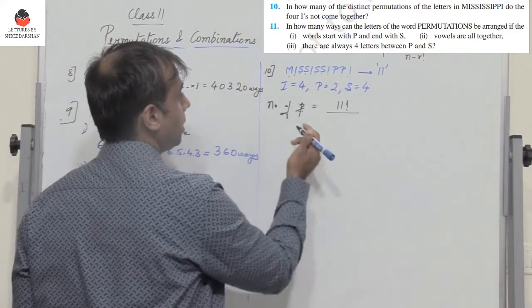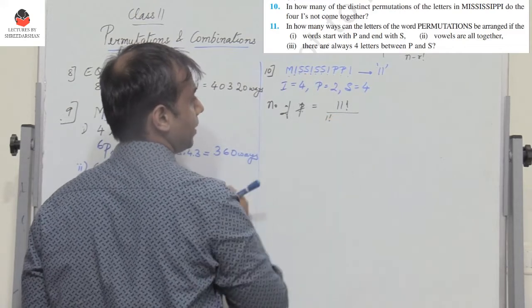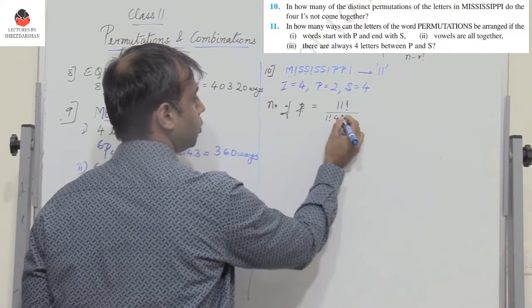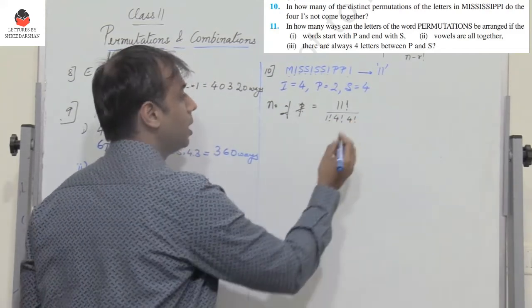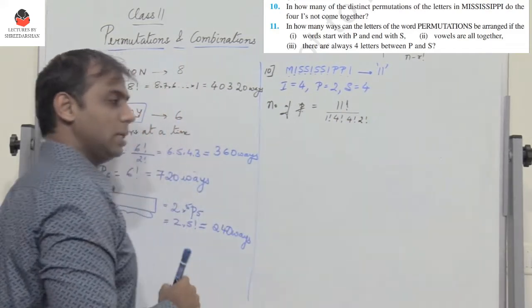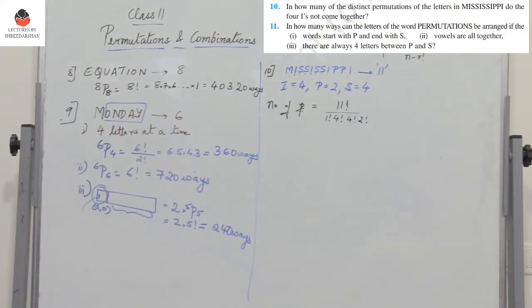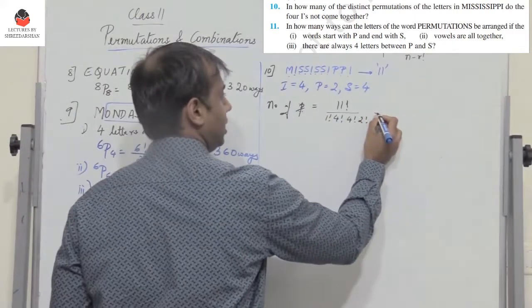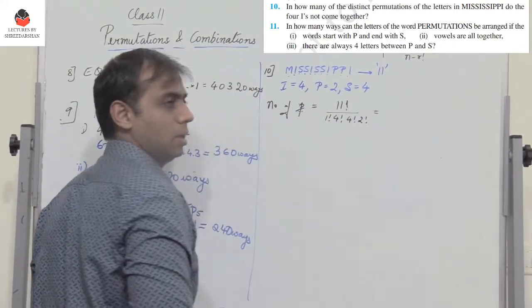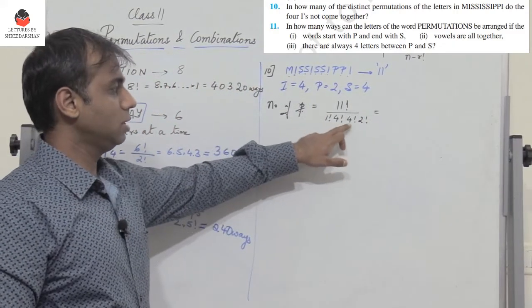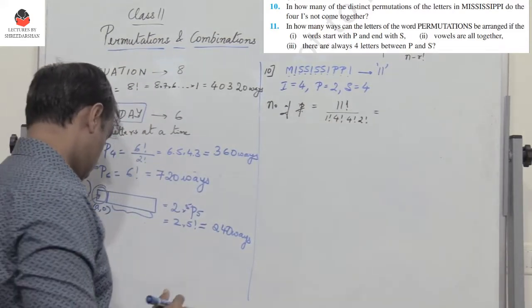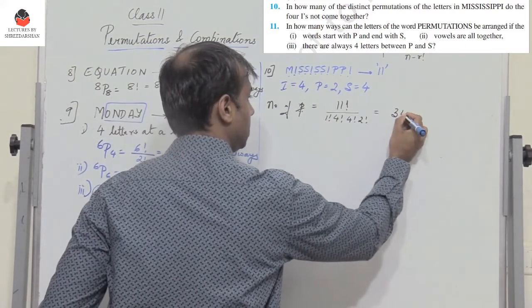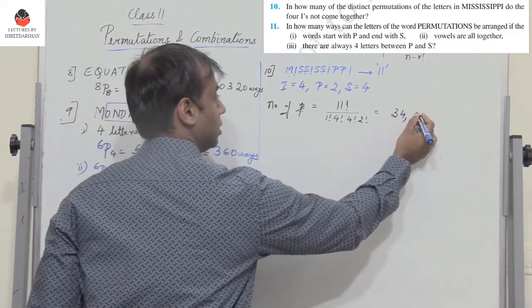So I find that M of course occurs 1 time, so it's going to be 1 factorial. I occurs 4 times, so it's 4 factorial. S occurs 4 times, so it's 4 factorial. P occurs 2 times, so it's going to be 2 factorial. So therefore, when you calculate this, 11 factorial divided by 1 into 4 factorial into 4 factorial into 2 factorial, we get a huge number which has been calculated. You have 34,650.